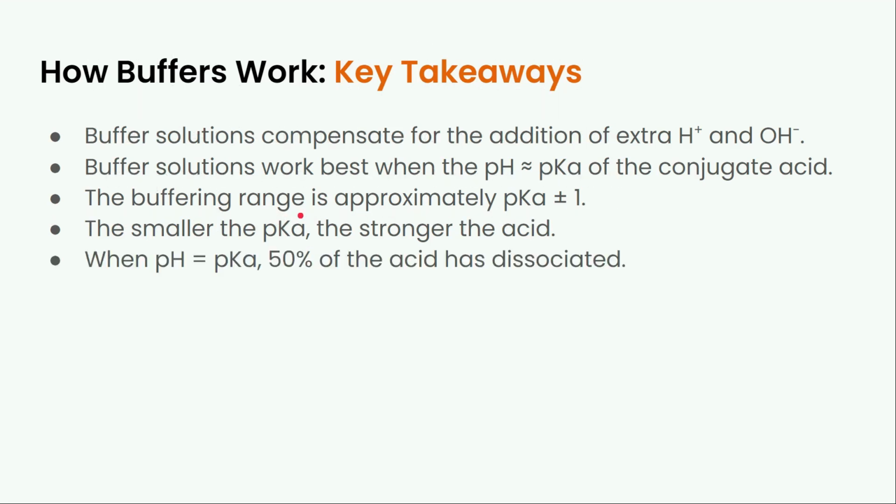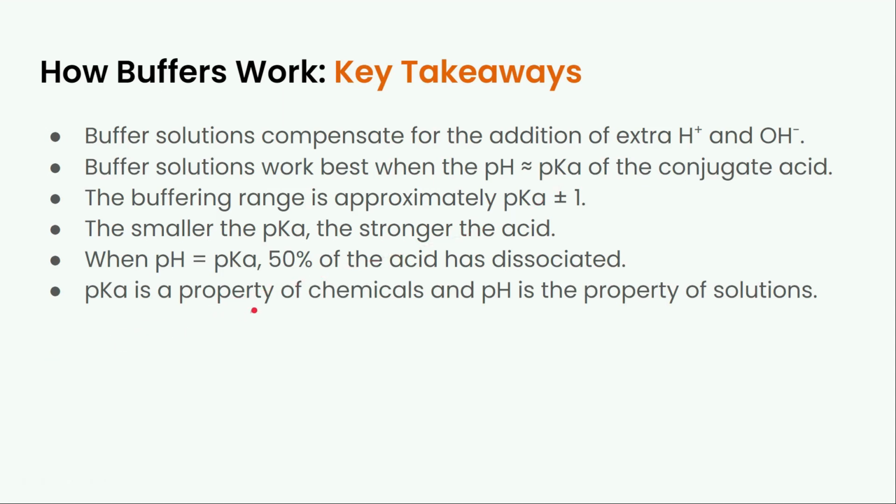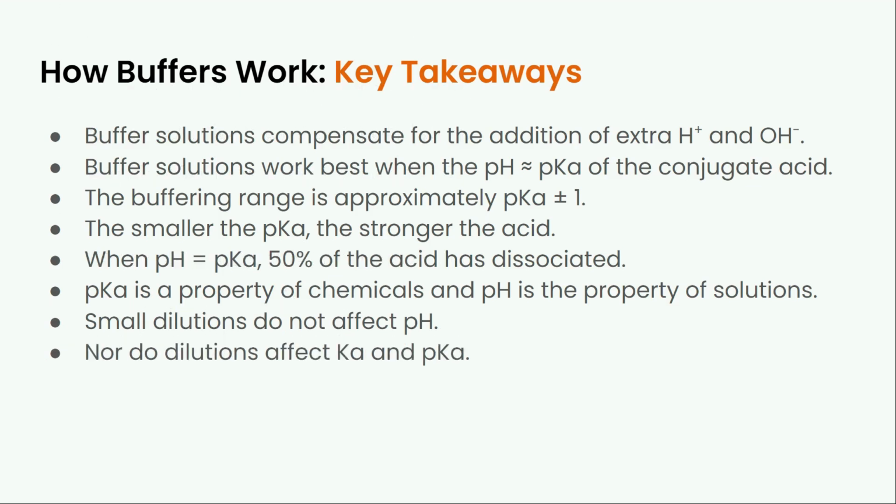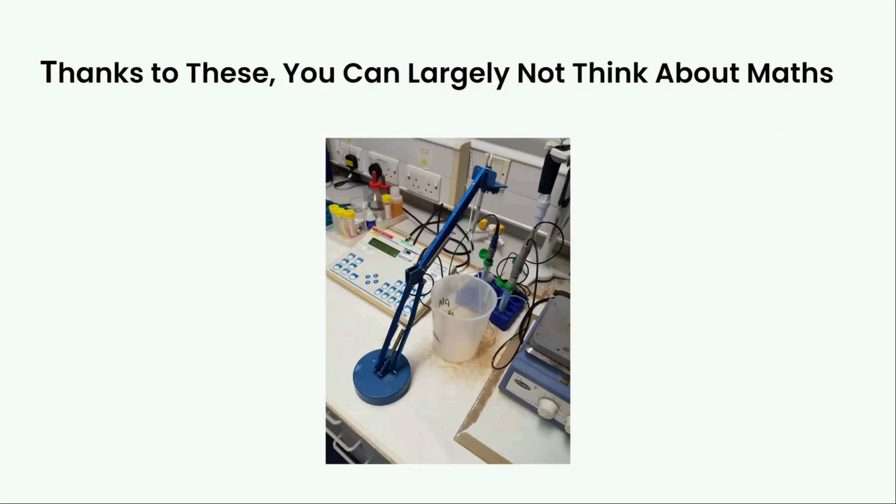When pH equals pKa, 50% of your acid is dissociated, which gets us to this special point here, if you like, where pH equals pKa. pKa is a property of chemicals, and pH is a property of solutions. Small dilutions don't affect pH, and nor do dilutions affect Ka and pKa. But thankfully, you don't need to think about the maths because you've got these.